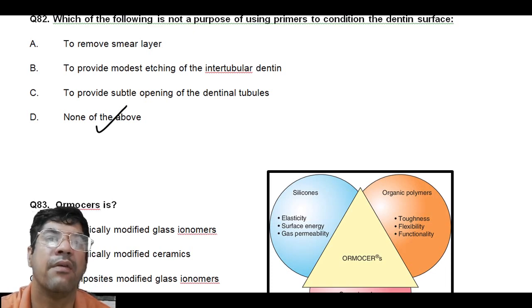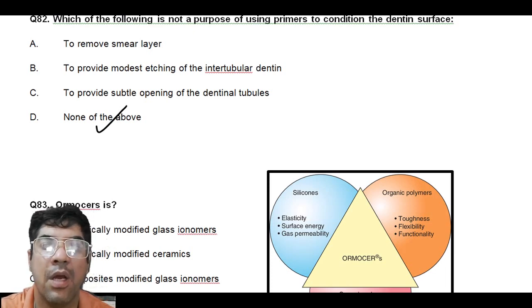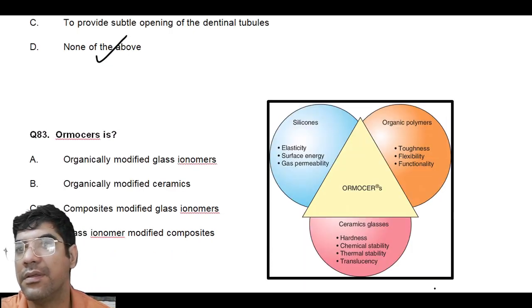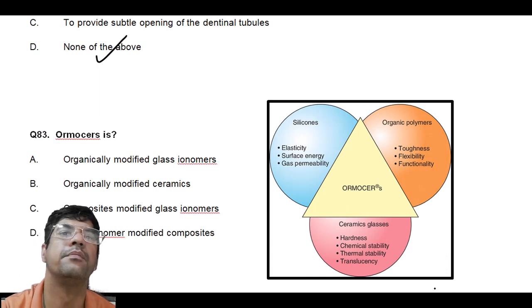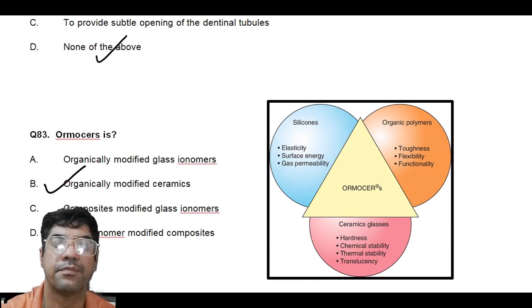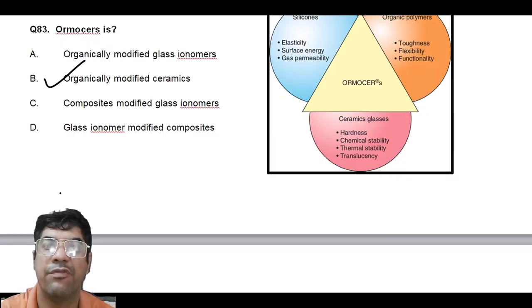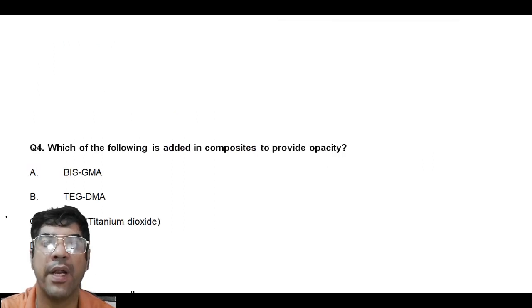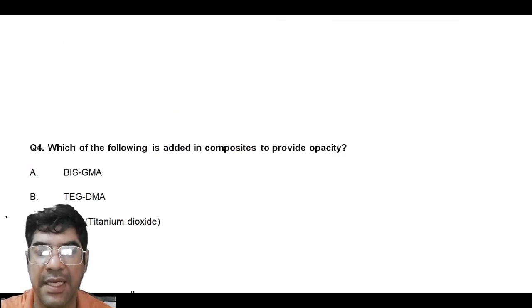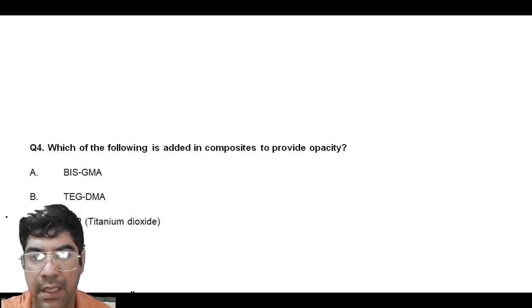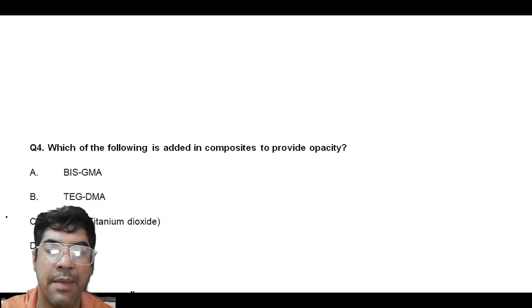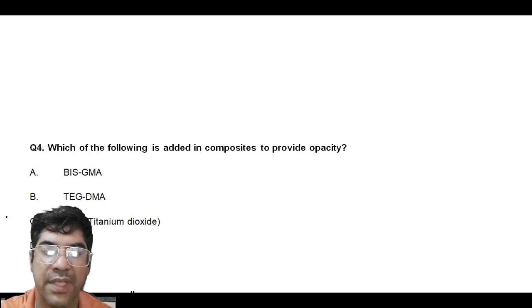Ormocers are organically modified ceramics. Which of the following components is added in composite to provide opacity? It's titanium dioxide. To increase the opacity, the manufacturer adds titanium dioxide and aluminum oxide.